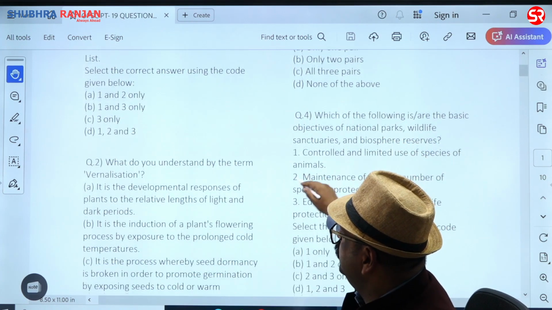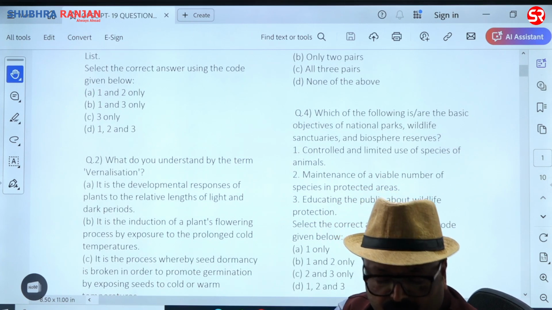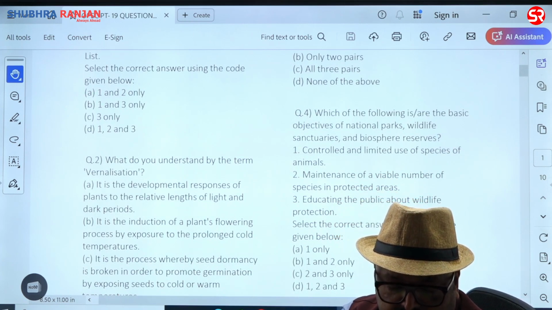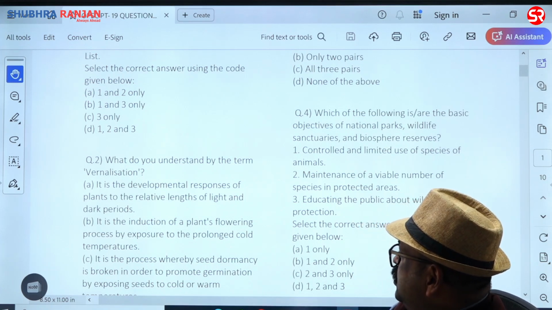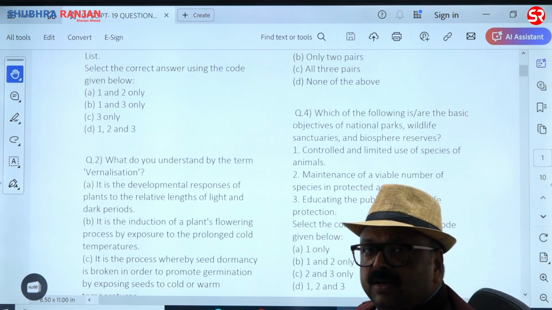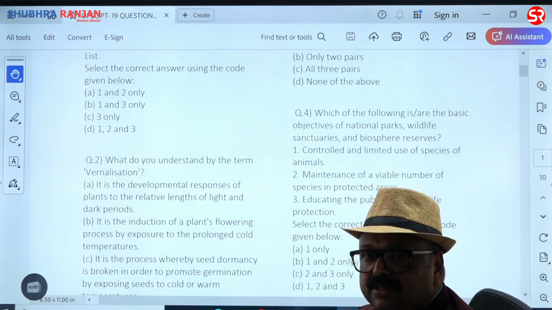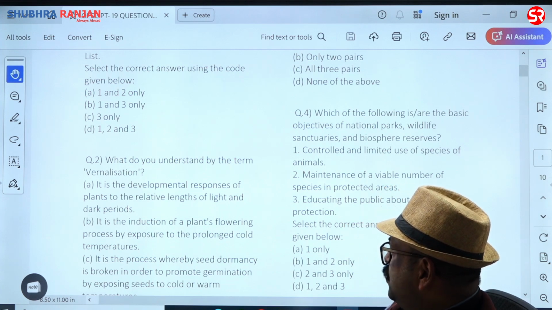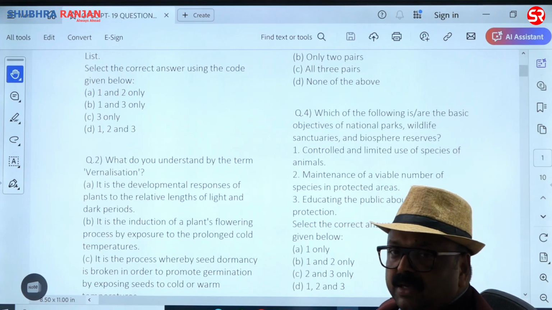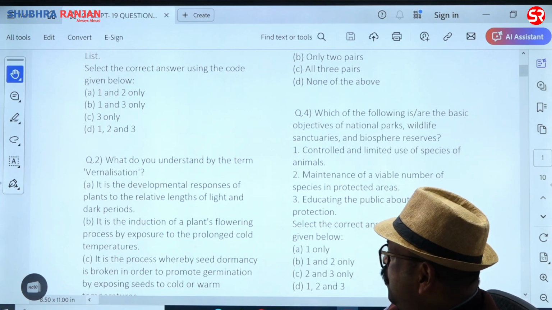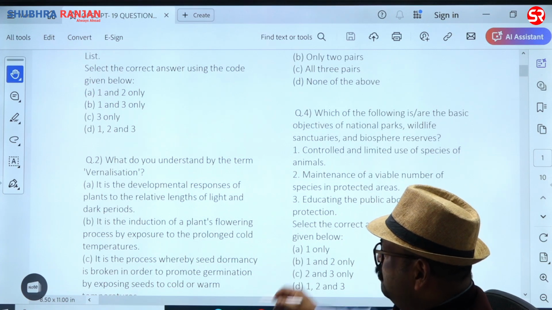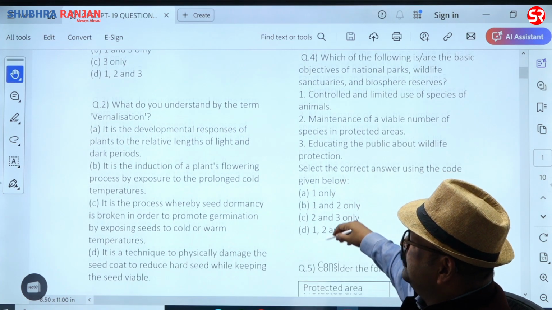Question number 2. What do you understand by the term vernalization? So vernalization, it's option B. It is the induction of plant flowering. So when induction of plant flowering is taking place, we call it vernalization. And it is mainly in long day plants. It is due to long exposure of light. So B is the right answer.